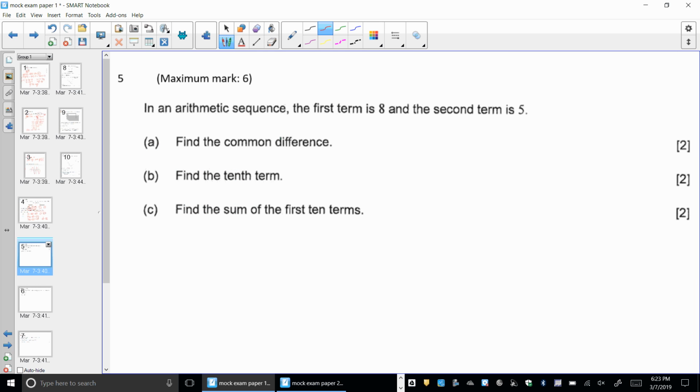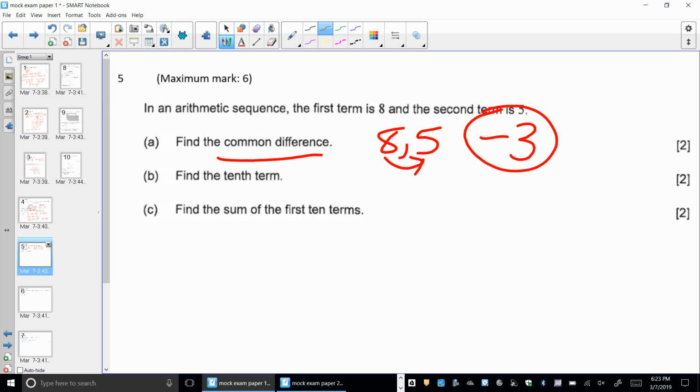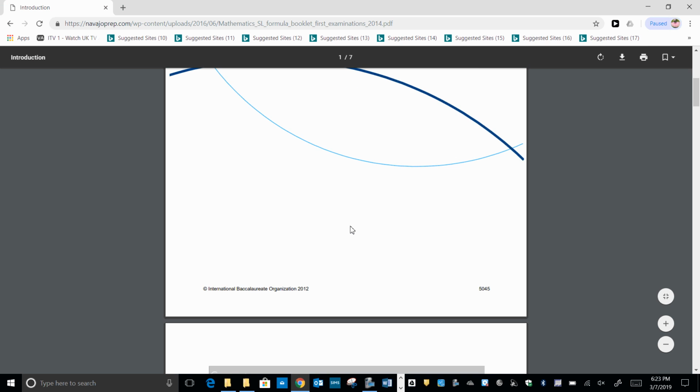An arithmetic sequence, first term is 8, second term is 5. Find the common difference. Well, if I know a sequence is saying 8 and then 5, for a start I know it's going down, so that would be -3. Find the 10th term. So here it may help to look at the formula booklet.